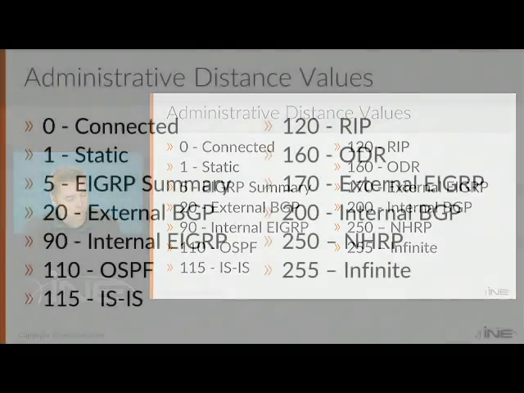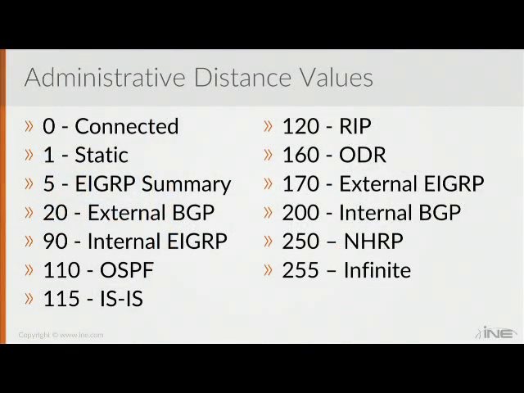Now, a static route is next, because if you're configuring it manually, it means you're trying to override whatever the default behavior is.